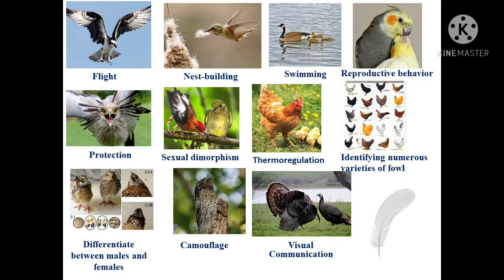They can maintain temperature. They act as insulation, so they are very helpful in the thermoregulatory mechanism. Many species of birds, or the numerous varieties of fowl, can be identified by the presence of different plumage patterns or different color patterns of the feathers on their body. Also, the feathers are used to differentiate between male and female.